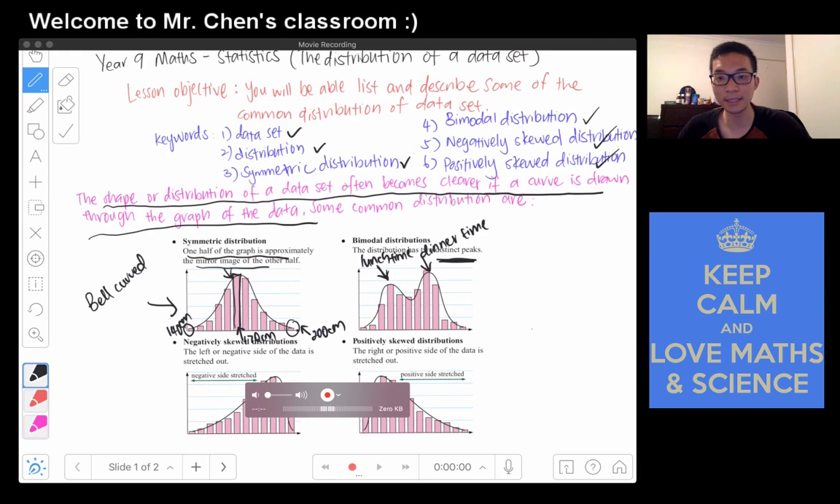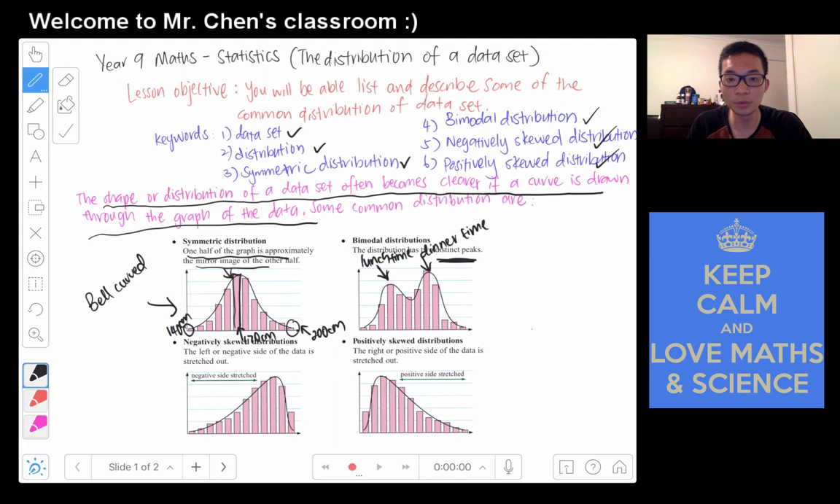The third and fourth ones are the ones that I quite often get confused with myself even, so you have to be really clear on this. The first one is called negatively skewed distribution. What does negatively skewed mean? On the graph, always assume that there is a middle. So that is the middle, that's the middle, and that's the middle.